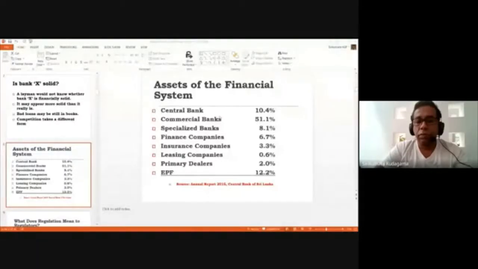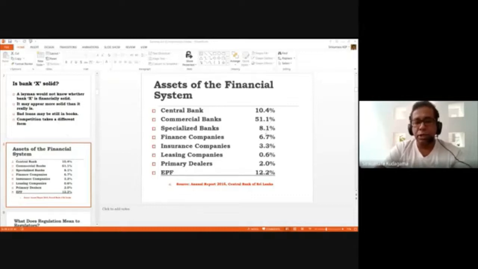You see here, I think it's not very different from today's context. Central bank is having something like 10%, commercial banks 51%, finance companies, yeah, I think it was almost similar. This was 2015 figures, what I just showed you 2020 figures. So you'll see that if you look at this slide again, central bank is having 10.4, commercial banks are 51.1.